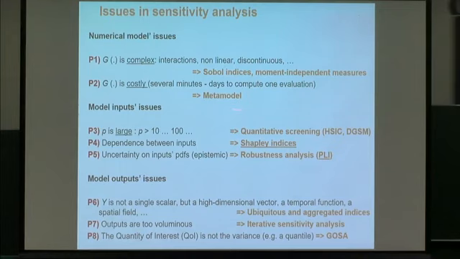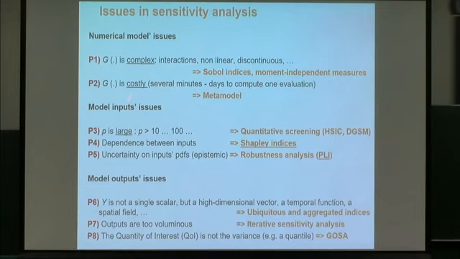Our first issue is about the numerical model itself. The numerical model is complex, okay. So you have to understand the interactions, the nonlinearity, maybe you have to find the discontinuity. It can be costly, several minutes to days to compute, and we know that global sensitivity analysis requires a lot of runs to compute sensitivity indices. So the metamodel techniques can be useful.